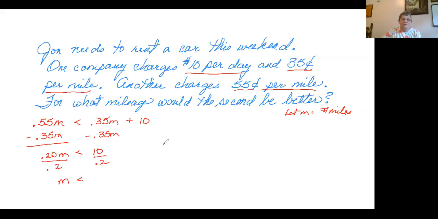So 10 divided by 0.2 is the same thing as 100 divided by 2 if I multiply both of these by 10 to get rid of the decimal, which is 50. So if the mileage is less than 50, the second company is going to be better. After 50 miles, paying the extra amount per mile, over here paying the $10 per day, here the extra amount per mile is going to override that extra $10 and turn out to be more.